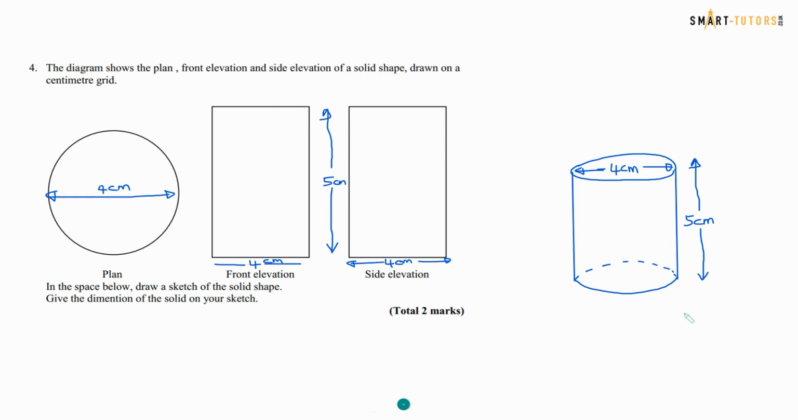So it has to be a cylinder, and the side elevation is also the same. So it's going to be a cylinder with a circular cross-section. You need to mark the diameter as 4 cm in the isometric view and 5 cm as the height of the cylinder. That is the answer for question number 4.